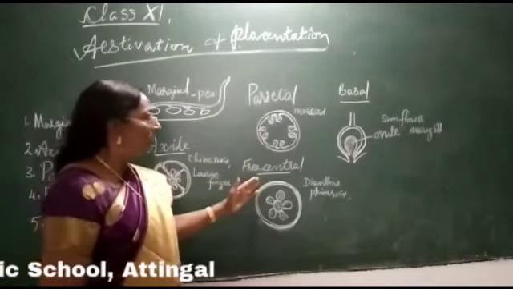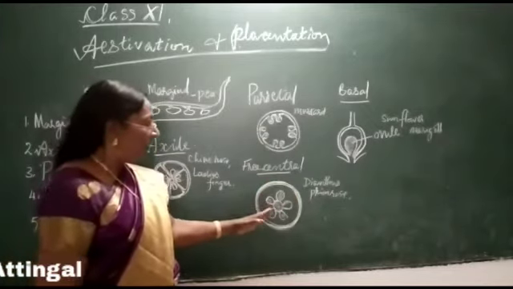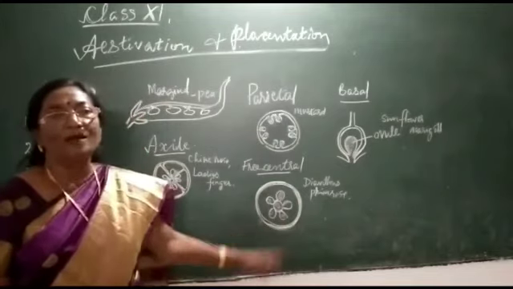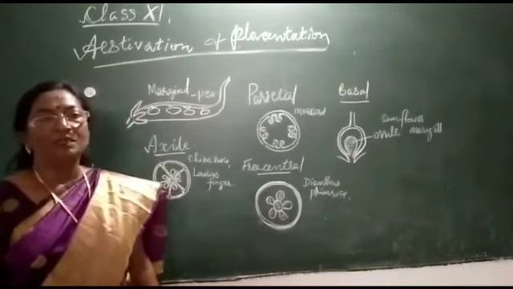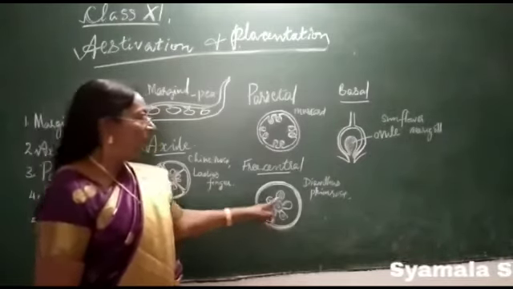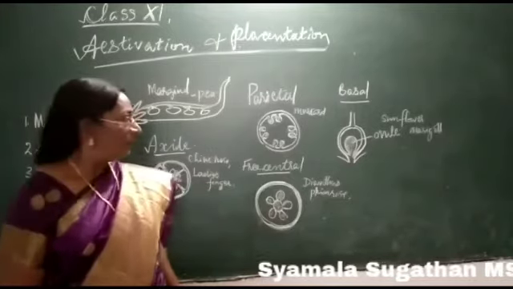Then comes the free-central placentation. Here also we can see the ovules are arranged on the central axis, but here there is no partition by the formation of septa, as in the case of axial placentation. This is usually seen in dianthus, primrose, etc.